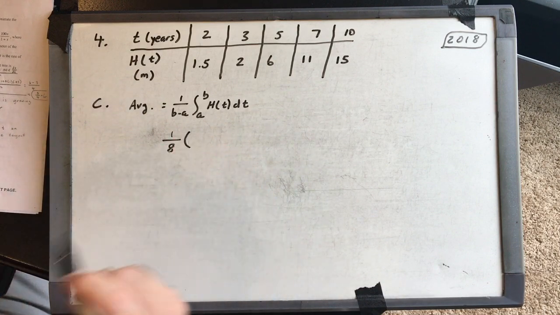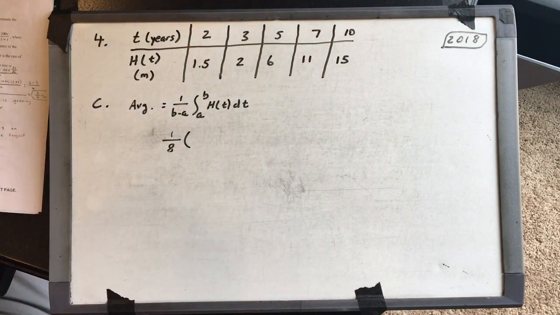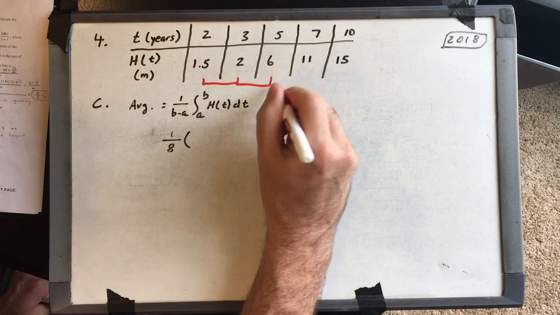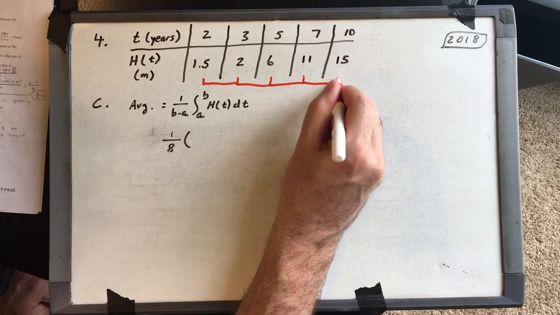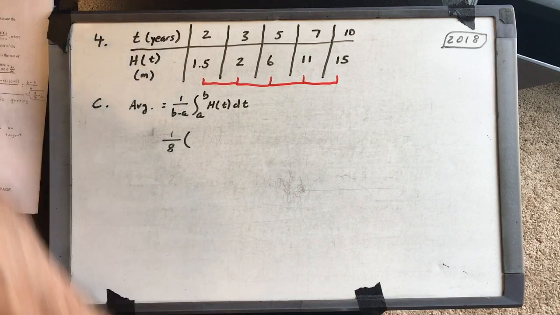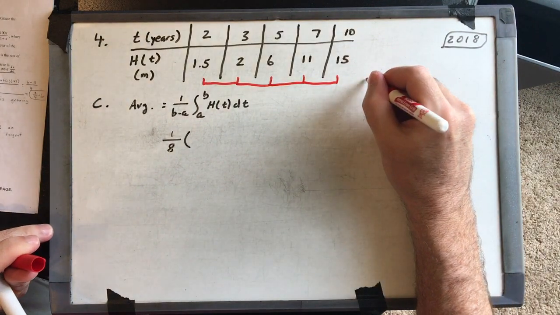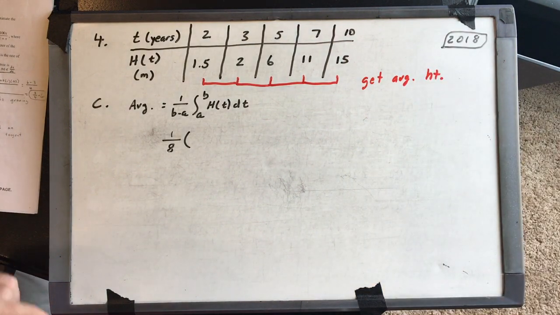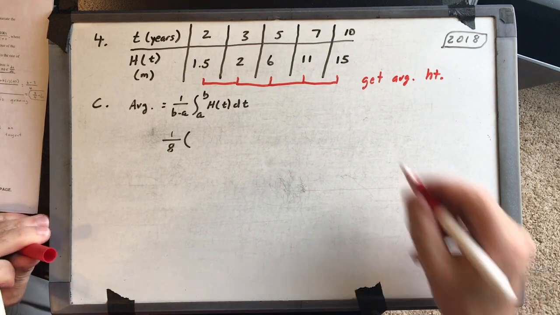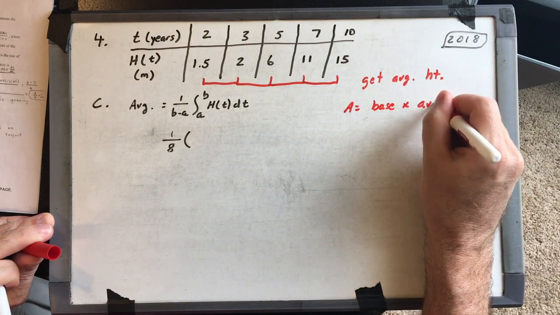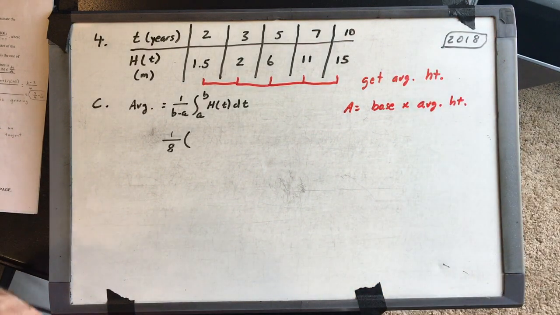Now we have to divide this into 4 trapezoids. So you're used to rectangles. The difference between a rectangle and a trapezoid is that with the trapezoid, to get the area, you have to use the average height. So we have to get the average height for each trapezoid. It's base times average height. I'll write that in. Area equals base times average height for each interval.